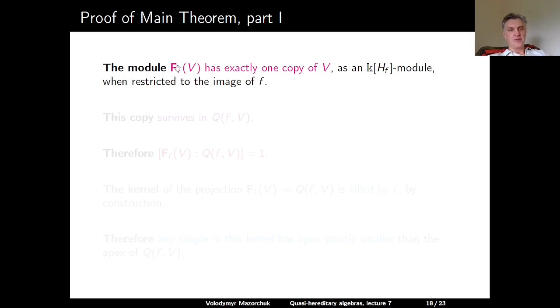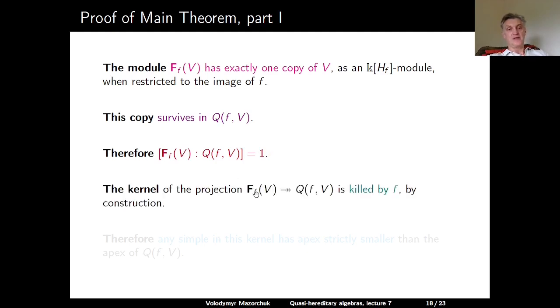So our standard module, capital F sub f applied to V, has exactly one copy of V as a module over the maximal subgroup. And this copy survives in the simple quotient QFV. So this means that the multiplicity of QFV in our standard module is 1. And the kernel of the projection from our standard module to our simple module is killed by the idempotent F by construction. Therefore, any simple in this kernel has apex which is strictly smaller than the apex of our simple module. And this proves exactly one half of our theorem.